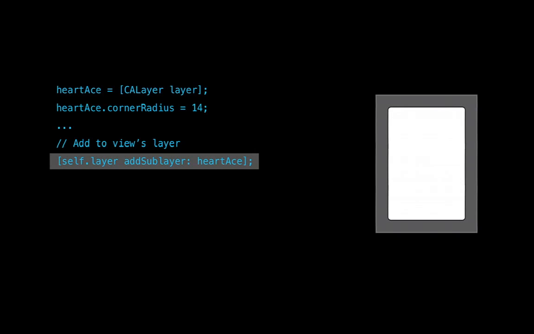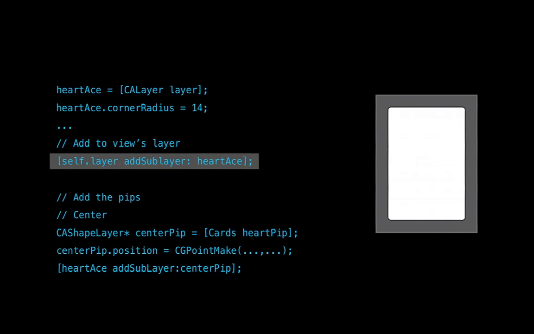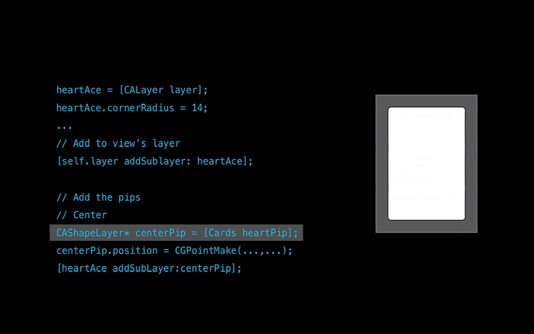Slightly more interesting are the pips. Now, let's imagine that I have a class called Cards, and it has a class method which will return a CAShapeLayer. CAShapeLayer has an additional property. Remember, it's a subclass of CALayer, and its additional property is a path property, and what you put in there is a Bezier path. So I'm sure you can imagine a Bezier path that has the shape of a heart. The fill color obviously will be red, no stroke color. So that's what gets returned by this Cards method.